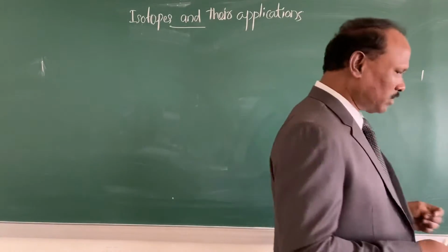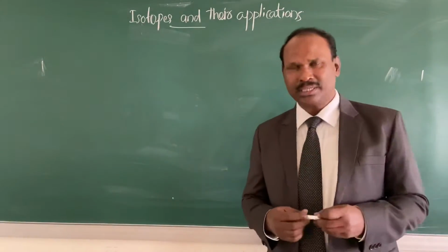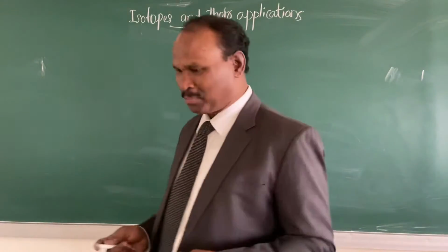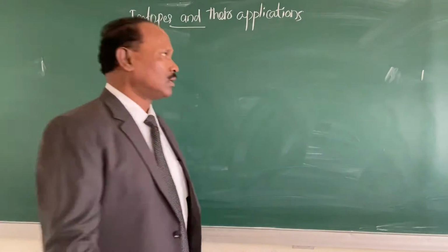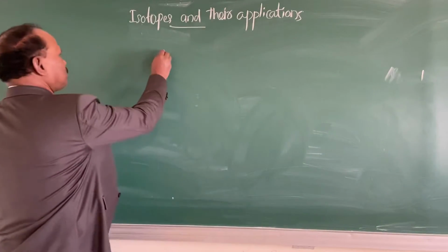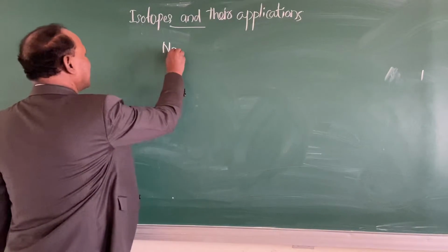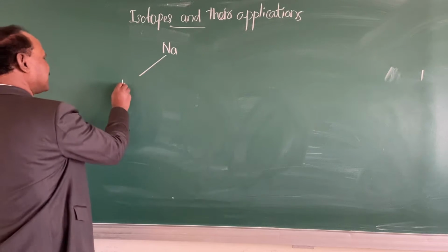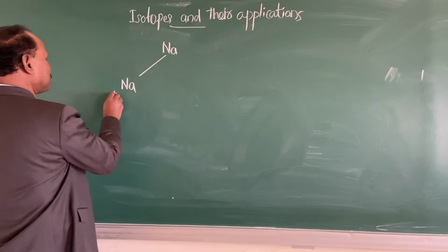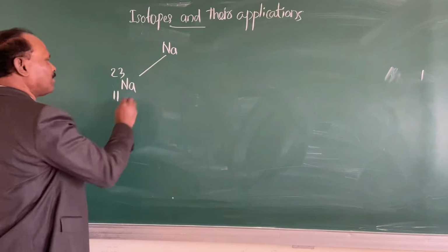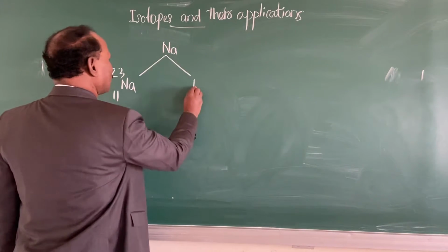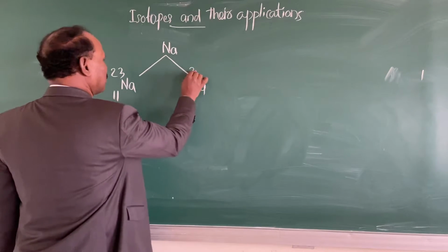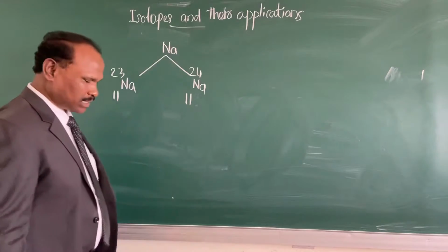We shall continue our studies in nuclear chemistry. Today we shall see isotopes and their applications. What are isotopes? I take an element here, sodium. I write there two atoms. One is sodium 11/23. The other one is a sodium atom having 11 as atomic number and 24 as mass number.